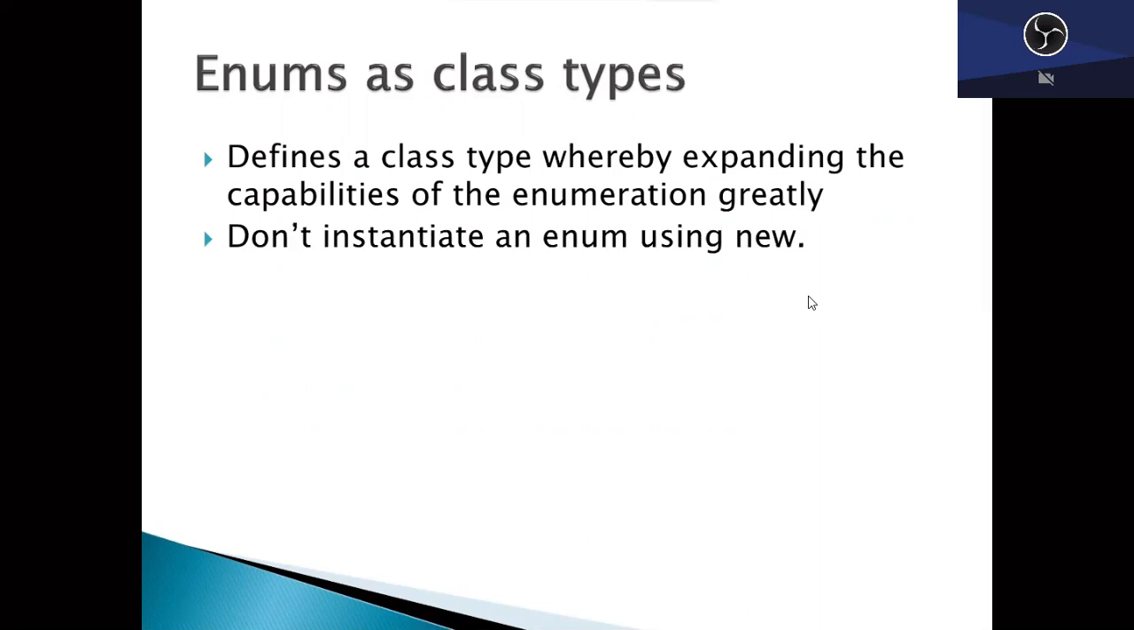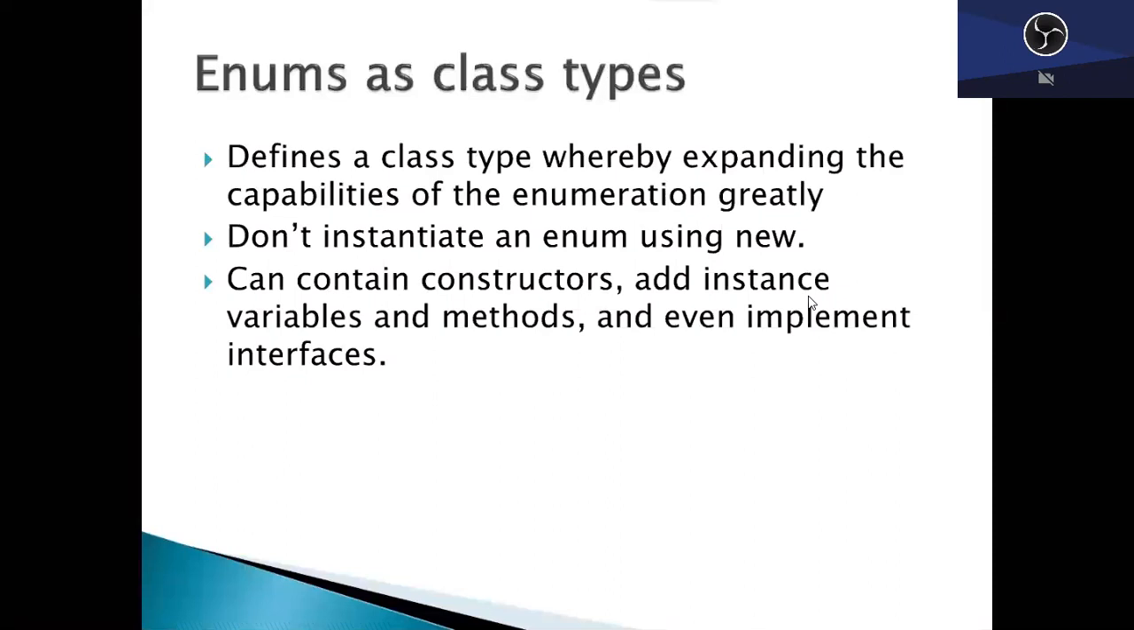How? We don't instantiate an enum using new. Even though we define it as a class type, we don't use new. That we have already seen. So how can we greatly expand the capabilities of the enumeration? Because an enumeration in Java can contain constructors, we can add instance variables, and we can have methods. And these enumerations can also implement interfaces. So this is much more than a simple list of constants. Constructors can be there, instance variables can be there, and methods can be there.